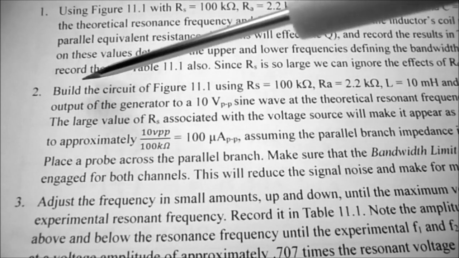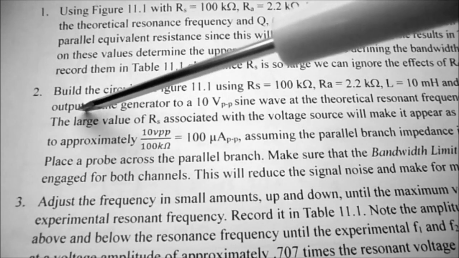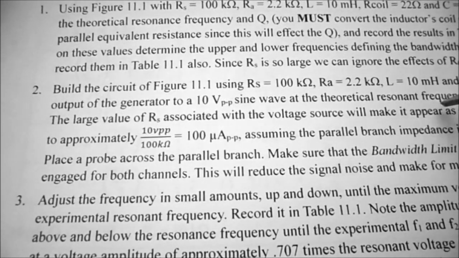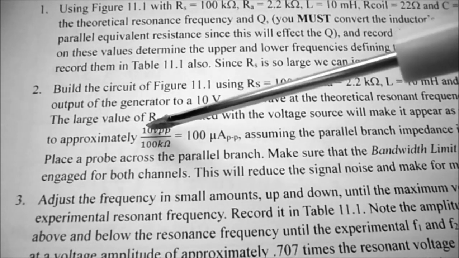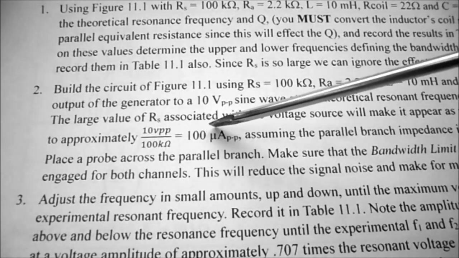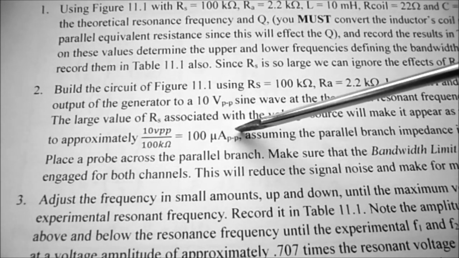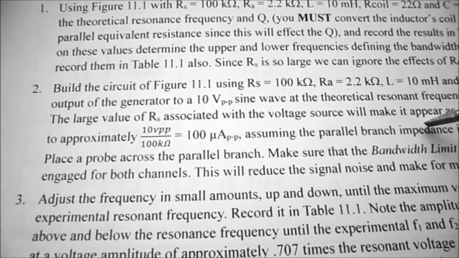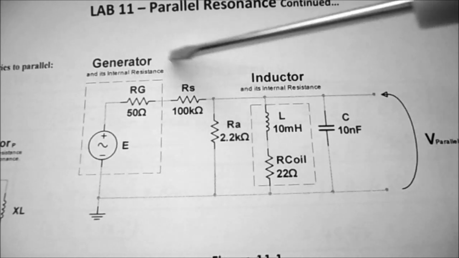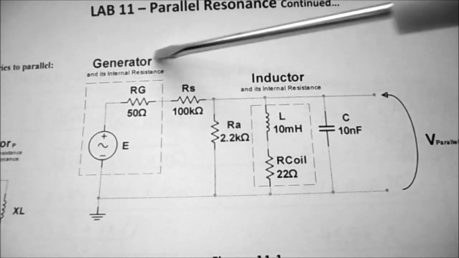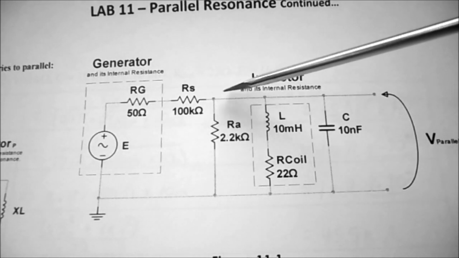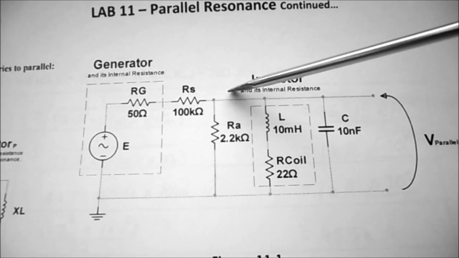You'll notice in step 2 under procedure, it says the large value of RS associated with the voltage source will make it appear as a current source equal to approximately 10 volts peak to peak divided by the 100K, and that's equal to 100 microamps peak to peak, assuming the parallel branch impedance is much less than RS. So looking at this part of the circuit, it's now become a current source, and it's generating 100 microamps of current going into our parallel circuit.